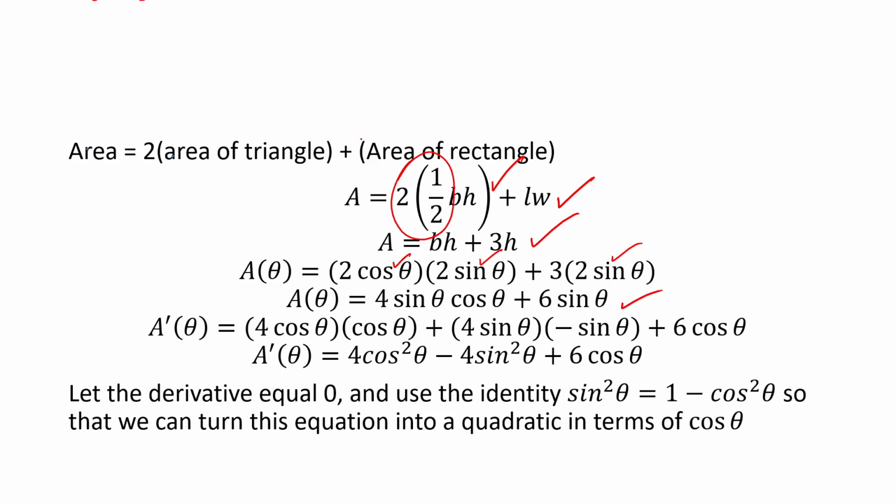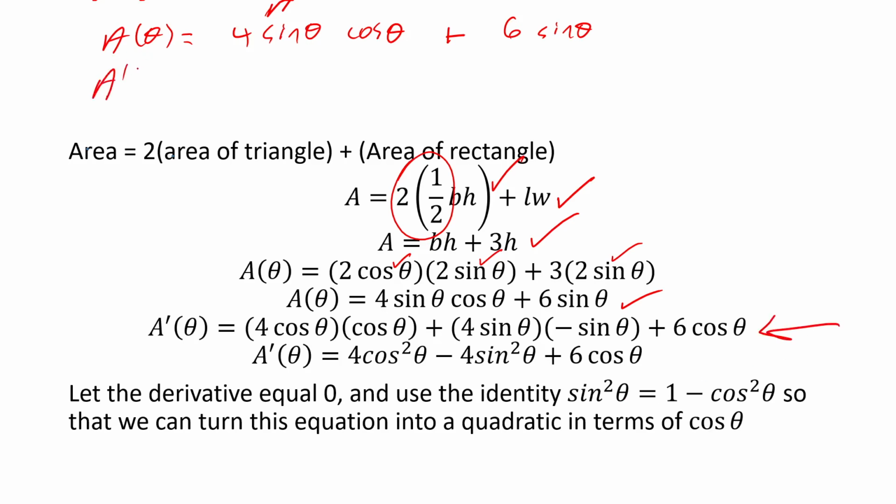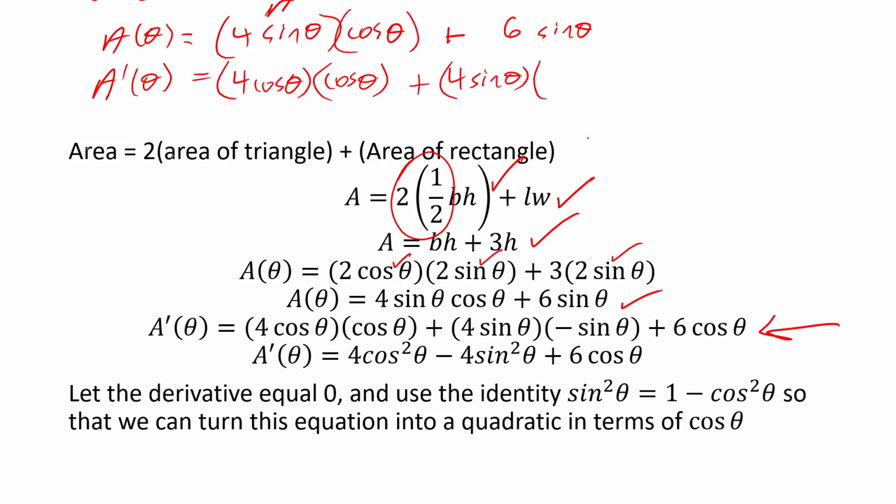So focusing our attention on that, the area as a function of theta is 4 sine theta cos theta plus 6 sine theta. We can now determine our derivative. So what we're doing right now is establishing that second last algebraic line. The derivative is going to be the derivative of 4 sine theta, which is 4 cos theta, times the second, which is cos theta, plus the first, which is just 4 sine theta, times the derivative of the second. Well, if the second is cos theta, the derivative of the second is negative sine theta.